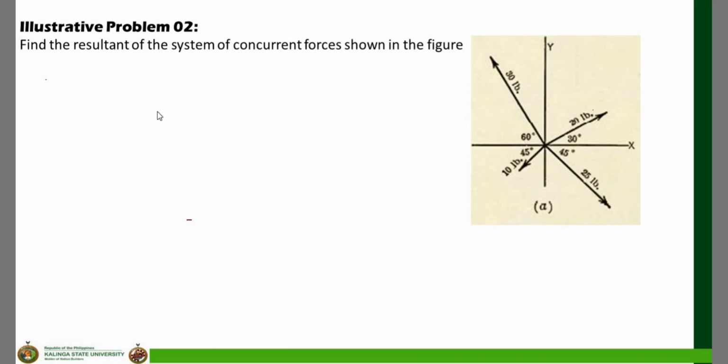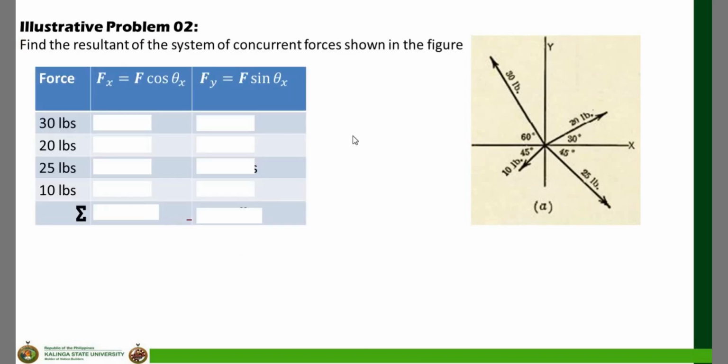So, I'll solve first the Fx and Fy. It is more convenient to use a table than to solve them separately. So, using a table, I'll start with the 30 pounds force. For the 30 pounds force, Fx is equal to F cosine theta x. Again, theta x is measured from the x-axis, and it is given in this diagram that the 30 pounds is inclined 60 degrees from the x-axis. So, this is my theta x.